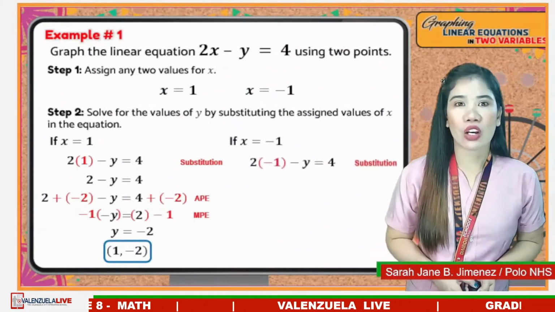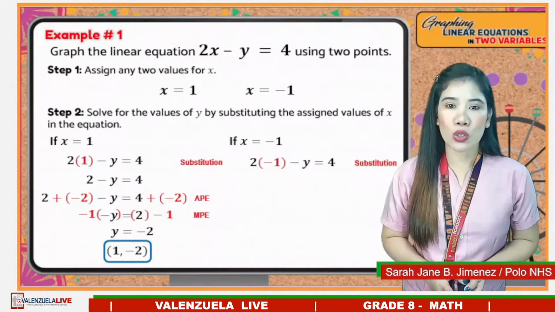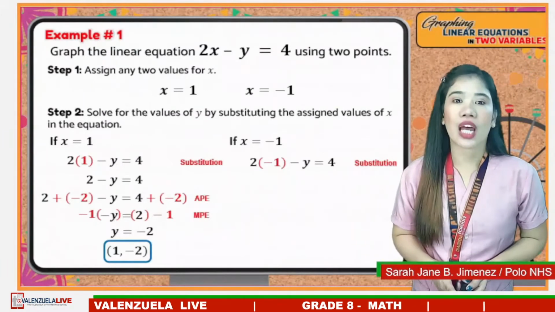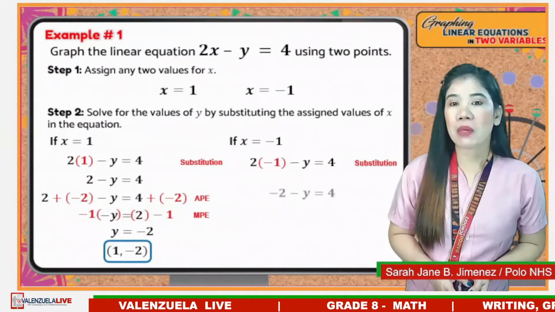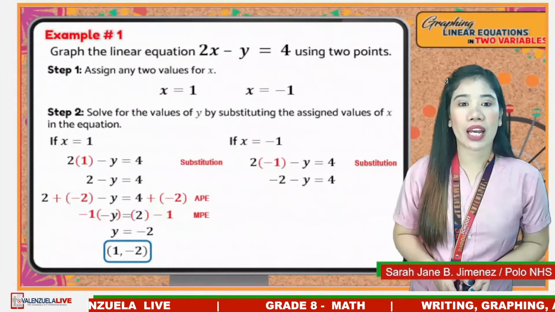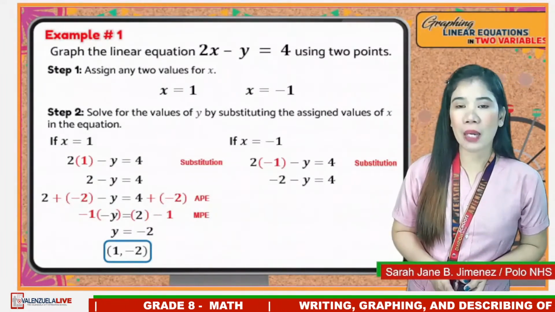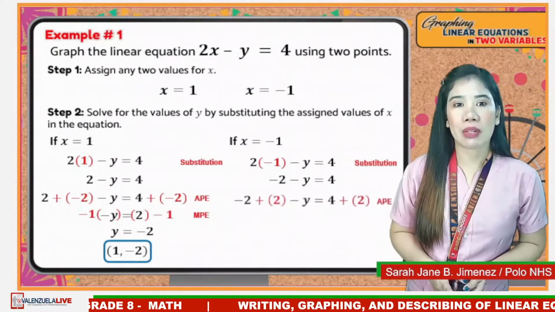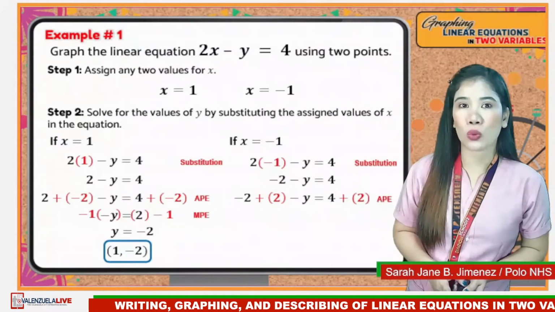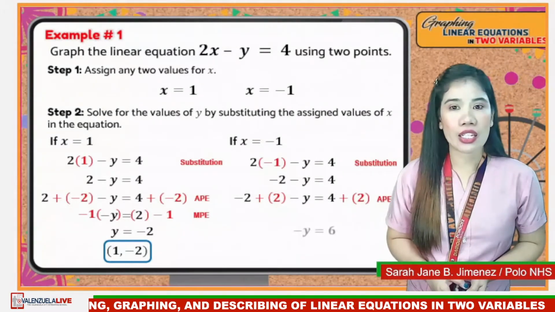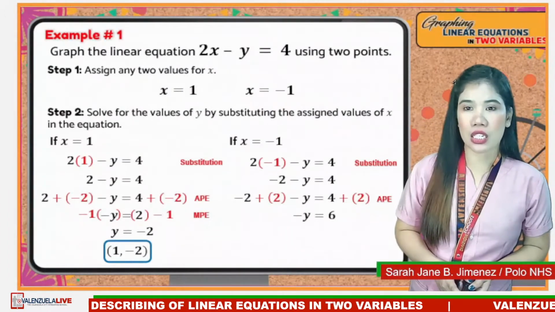For the second value of x, which is negative 1, by substitution, we will have 2 times negative 1 minus y equals 4. Simplifying, it will become negative 2 minus y equals 4. Using APE, we can eliminate negative 2 in the left side by adding the positive 2 in both sides. Hence, we will obtain negative y is equal to 6.